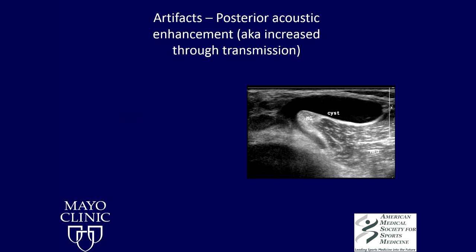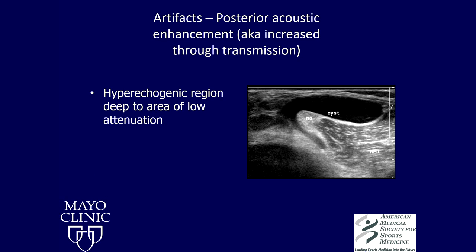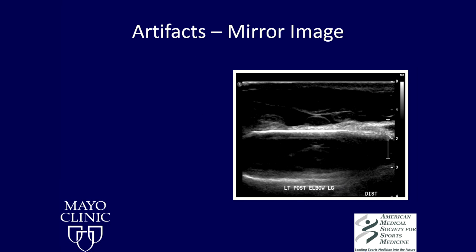Another thing that you can have is posterior acoustic enhancement. So in this case, you have an area that is not absorbing sound waves, and so more sound waves are coming through that area than through adjacent tissues where you have normal sound wave attenuation. So the tissues adjacent to it are going to be darker than the area where you have these unattenuated sound waves going through the structure. These are usually associated with cystic lesions, but they can be with solid lesions too, so don't let that fool you.